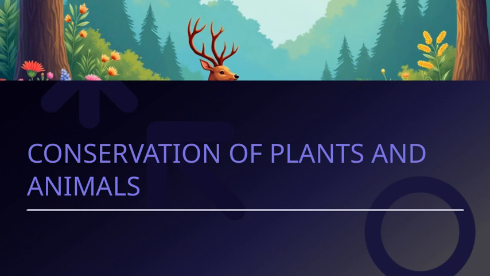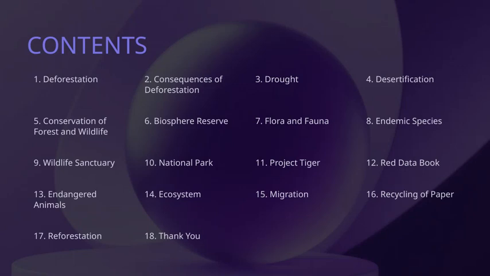Let's get started. Welcome to this overview of our presentation. On this slide, we have the contents that we'll be exploring together. We'll start by understanding the issue of deforestation, which is one of the major environmental challenges today. Then, we'll look into the consequences of deforestation, such as loss of biodiversity and climate change impacts. Next, we'll discuss related phenomena like drought and desertification, which are often linked to deforestation and climate imbalance.